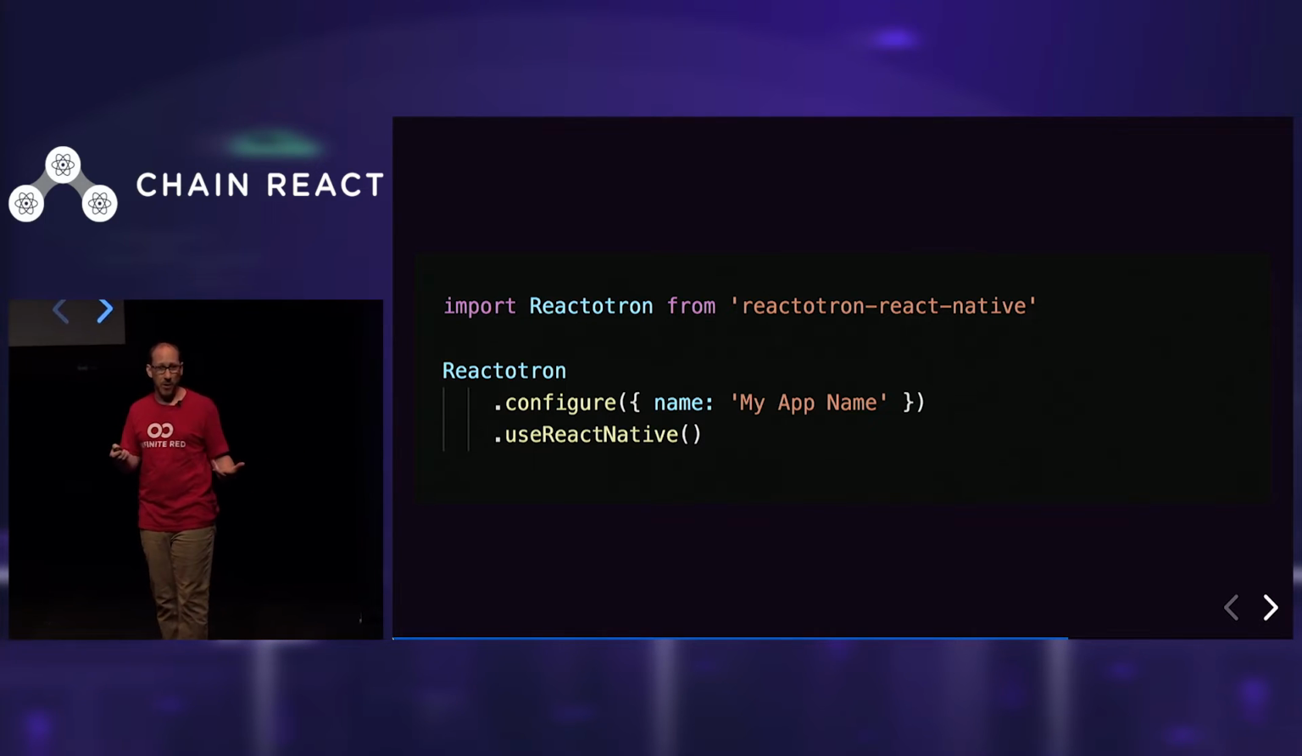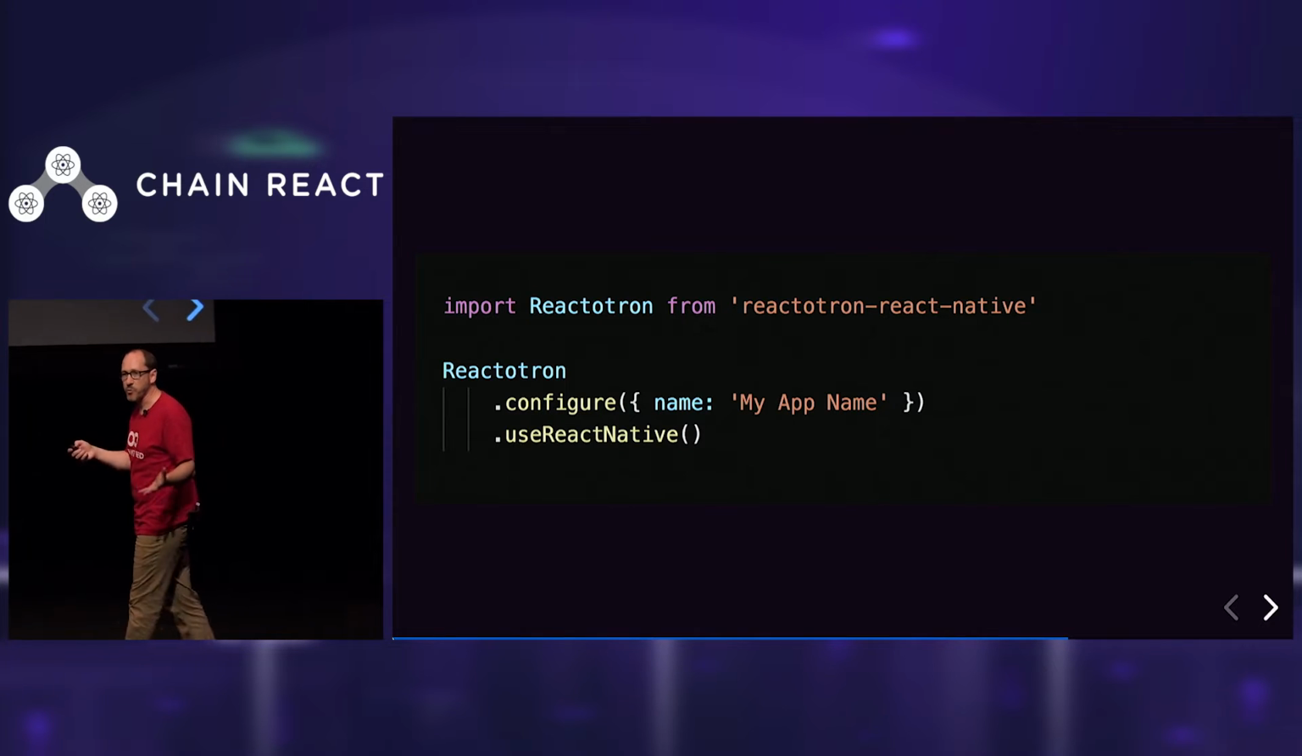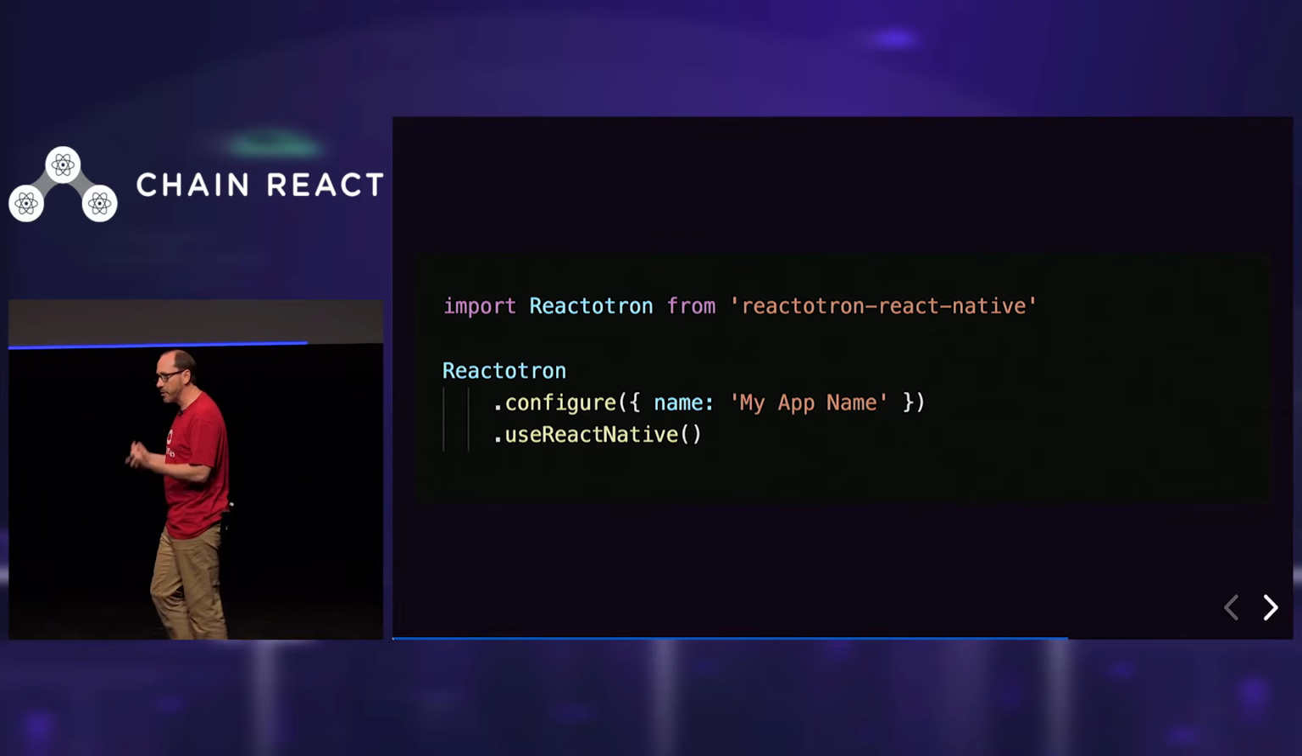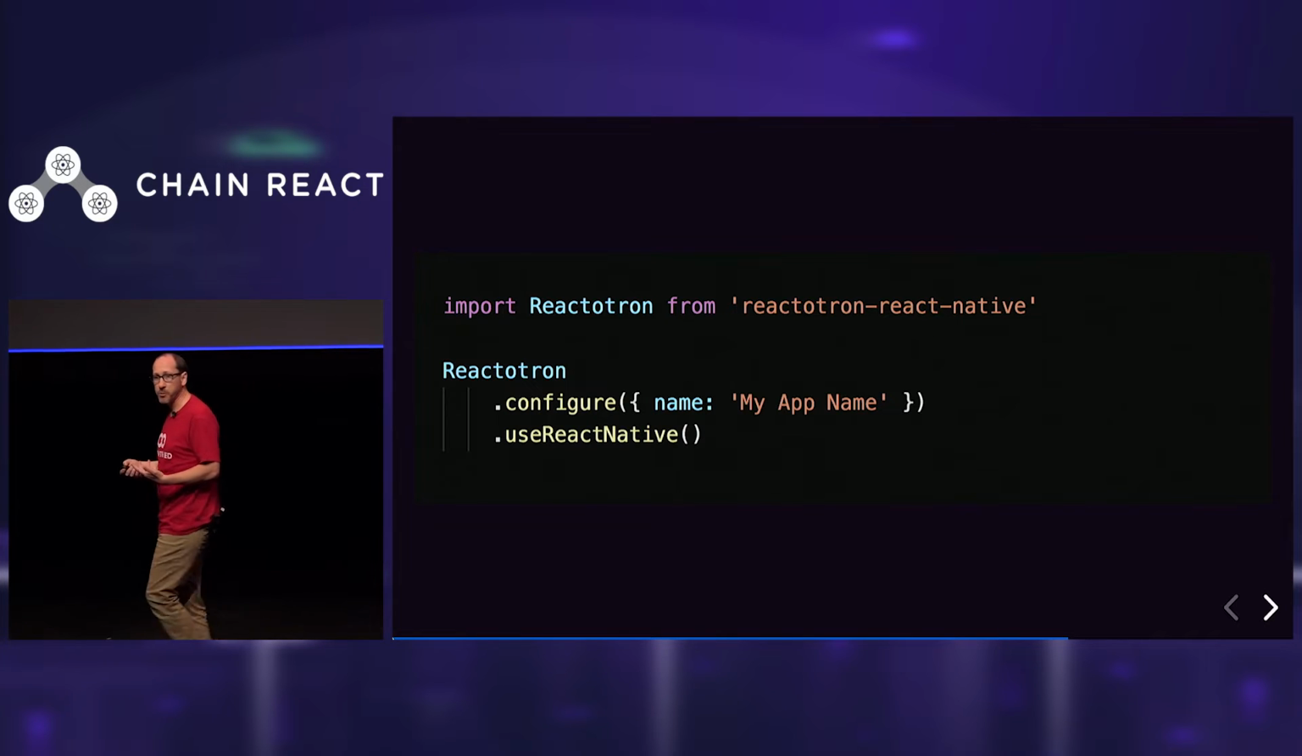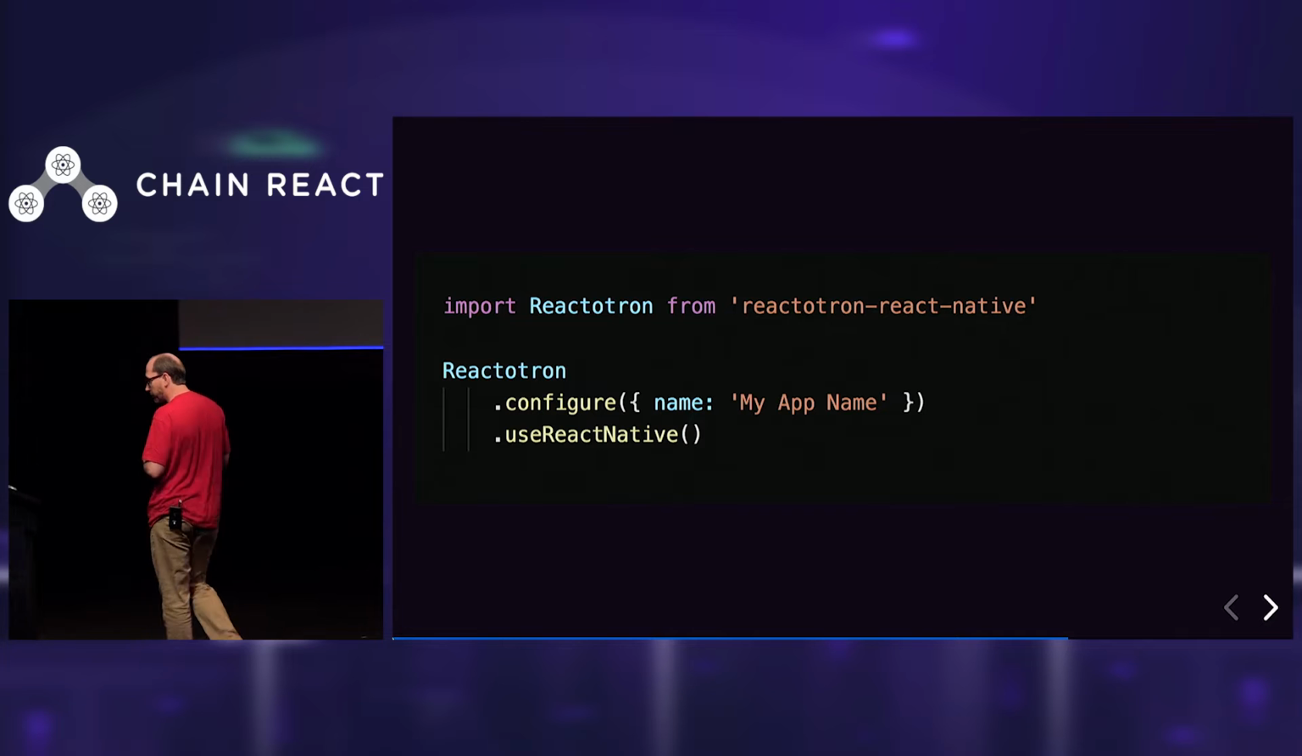Reactotron uses a plugin architecture. All of its features are implemented as discrete plugins, and you can mix and match those, use some, don't use some, however you like. But this call, useReactNative, is sort of like a preset that gives you a bunch of the best plugins that we found the most useful for React Native development.